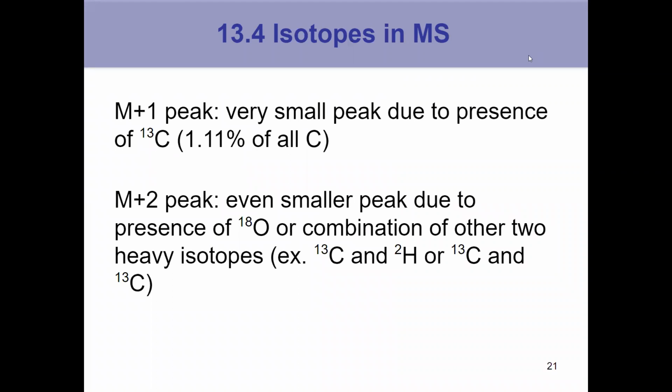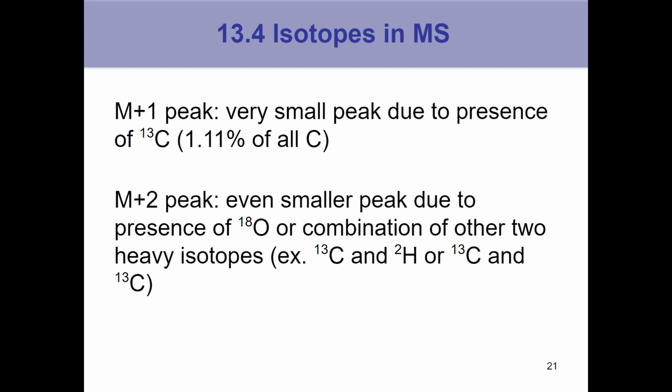Now, if we think about pentane, for example, if we go back and look at that spectrum, there was a peak at 72, which we called the molecular ion peak, but then there was also a tiny little peak at 73. So how does that make sense if we thought the molecular ion was the heaviest?